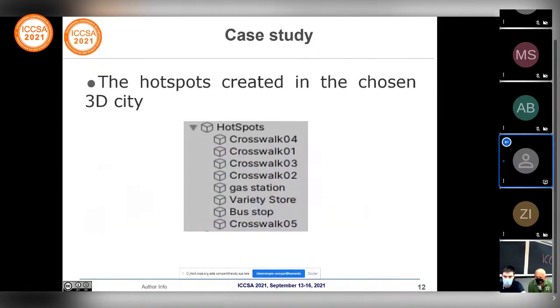This figure shows the hotspots created in the chosen 3D city. The colliders of each hotspot are enabled and set as the trigger. Then the hotspots detect external interaction from the user's camera and execute specific code. Then the application can monitor when users collide or stop touching a hotspot.